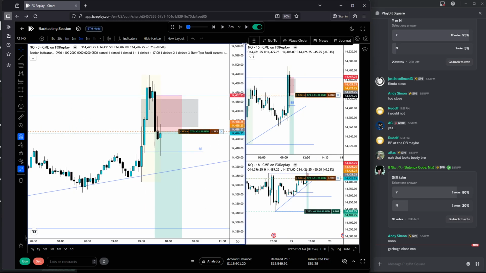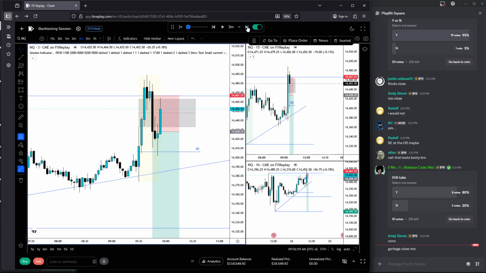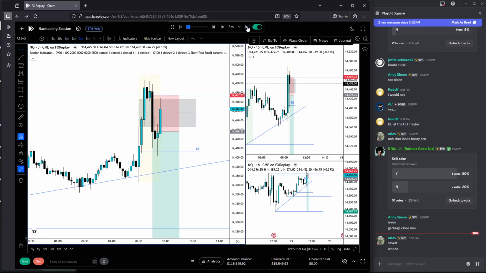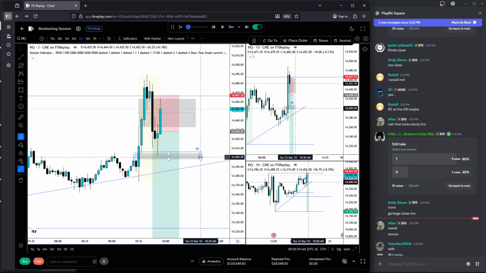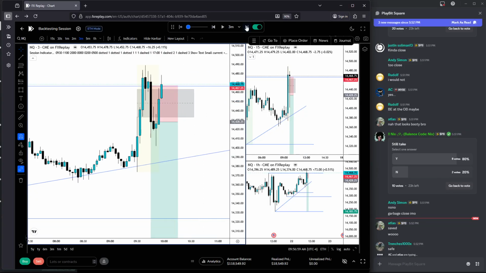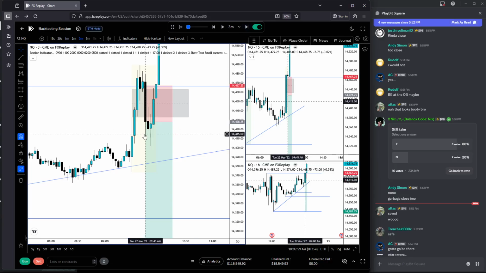I would rather go break even and miss the setup. Okay. Break even. Safe. Good decision because we had a gap here. Right? Safe decision. Good decision. Alright. Let's see if the break even saves us. Okay, it saves us. Okay, it did save us.